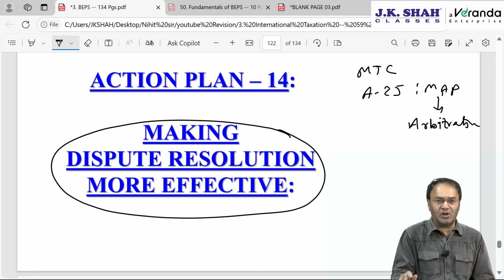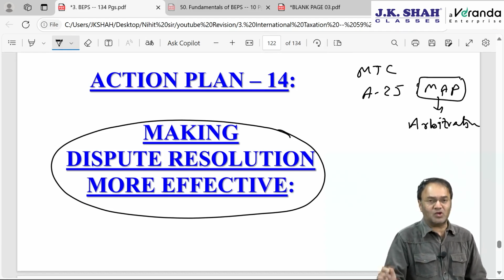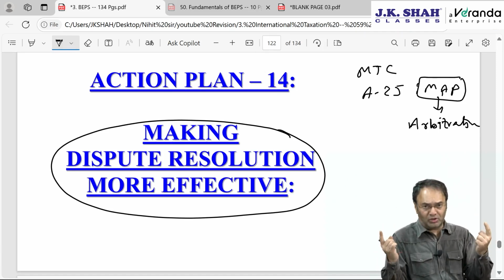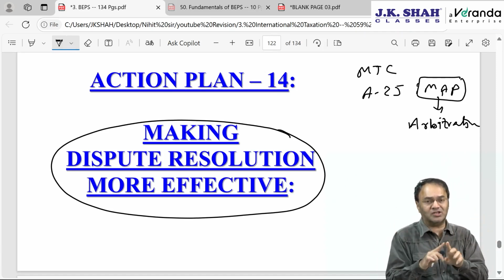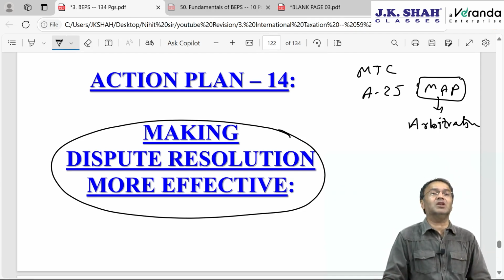So arbitration is again a part of mutual agreement procedure only. So mutual agreement, who can apply? Answer: representatives of two countries, tax representative. Competent authority, they themselves can also contact each other in case they themselves have the dispute or disagreement with regards to interpretation or application of treaty.